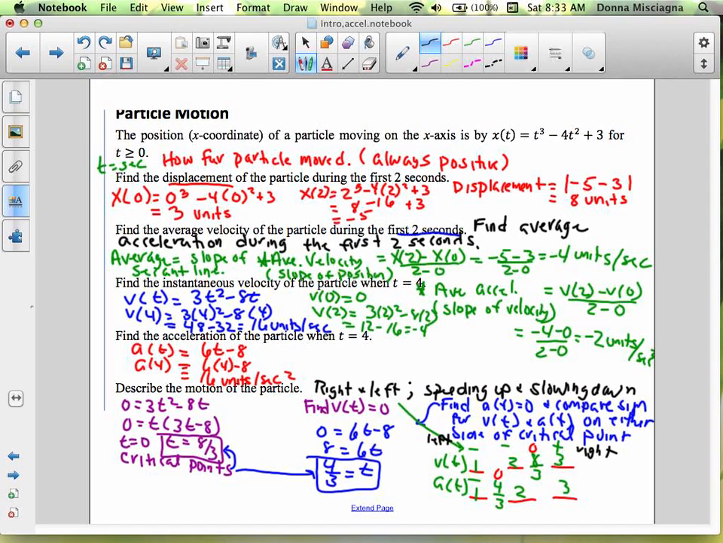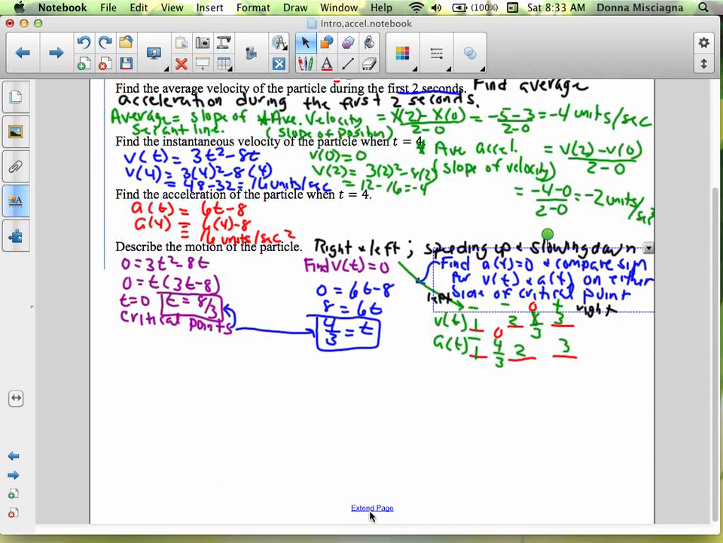So I'm just going to put SU underneath it, and SU is going to stand for speeding up. I'm going to give ourselves a little bit more space. This computer likes to lose its cursor. So this is speeding up because they have the same sign.